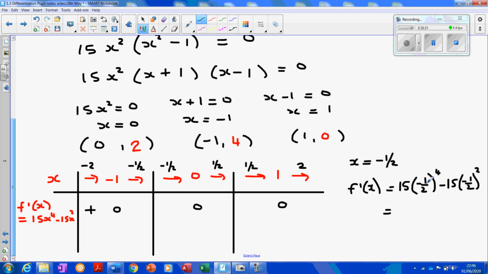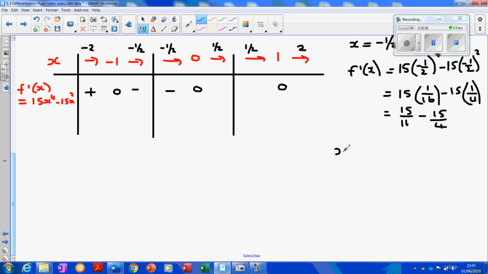Right, so -1/2 to the power of 4: -1 to the power of 4 is going to be 1, and 2 to the power of 4, 2 2s are 4, 4 2s are 8, 2 8s are 16. And this one is going to be minus 15 times -1/2 squared. -1 squared is going to be 1, 2 squared is 4. So that is going to be 15 over 16 minus 15 over 4. Right, so that is going to be negative.